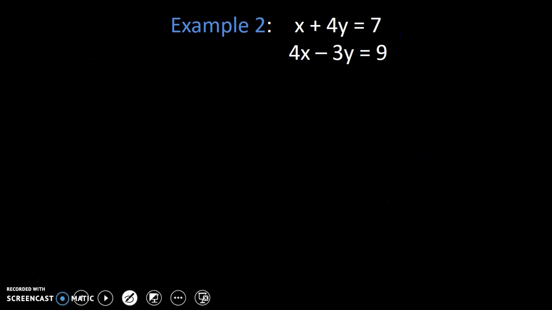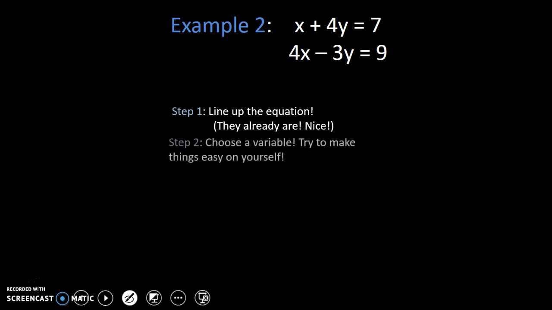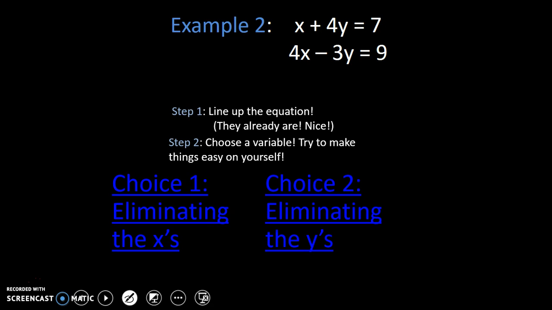Okay, let's look at one more example. x plus 4y equals 7 and 4x minus 3y equals 9. So I'm going to take both of these and figure out step one. Step one, I'm going to line up the equations. Step two, choose a variable to make things easy on yourself. So we have two options: eliminating the x's and eliminating the y's. In my opinion, it's easiest in this case to eliminate the x.